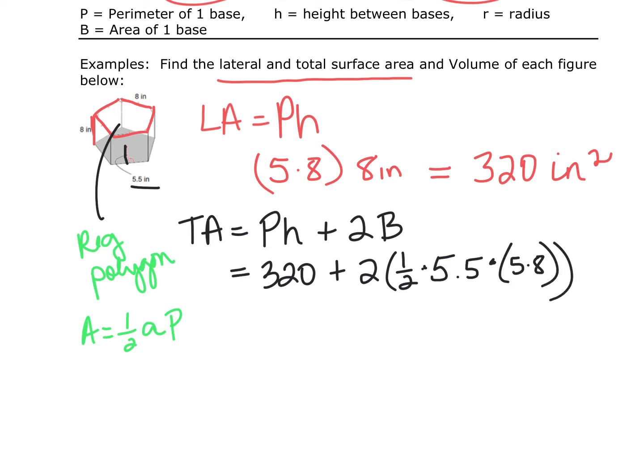So when I multiply this together, this 2 and this half are going to cancel each other out. So we have 5.5 times 40, which is 220. And so when we add 320 and 220 together, we get 540 inches squared for the total area.